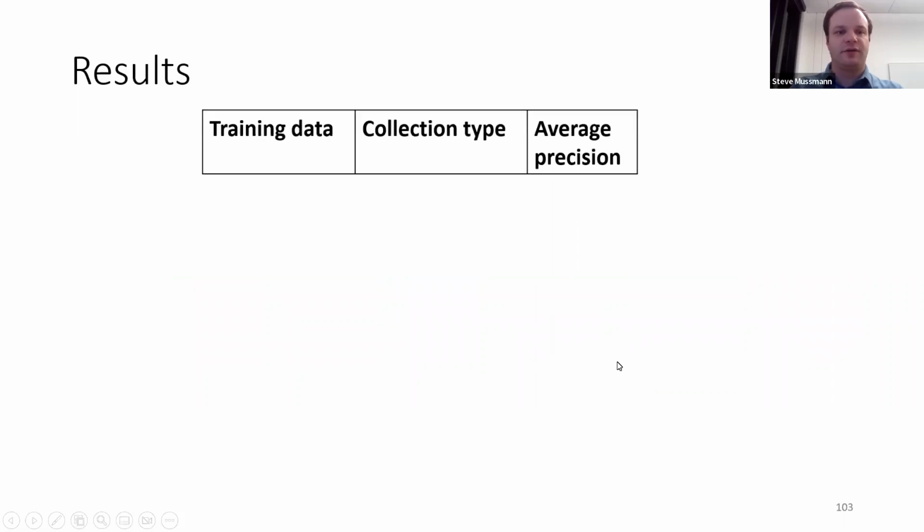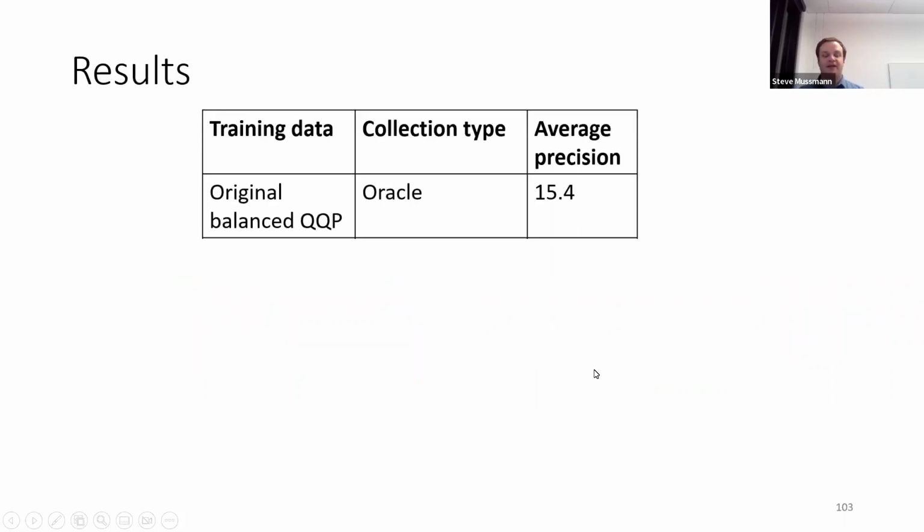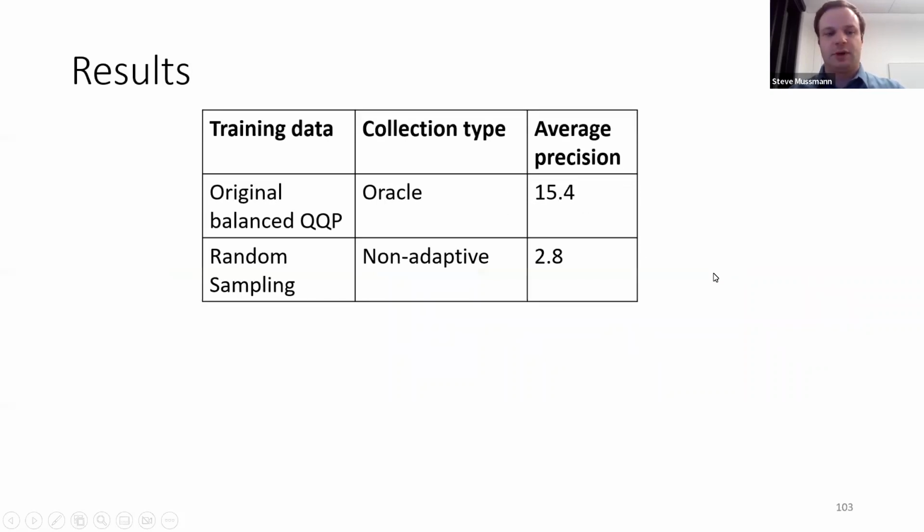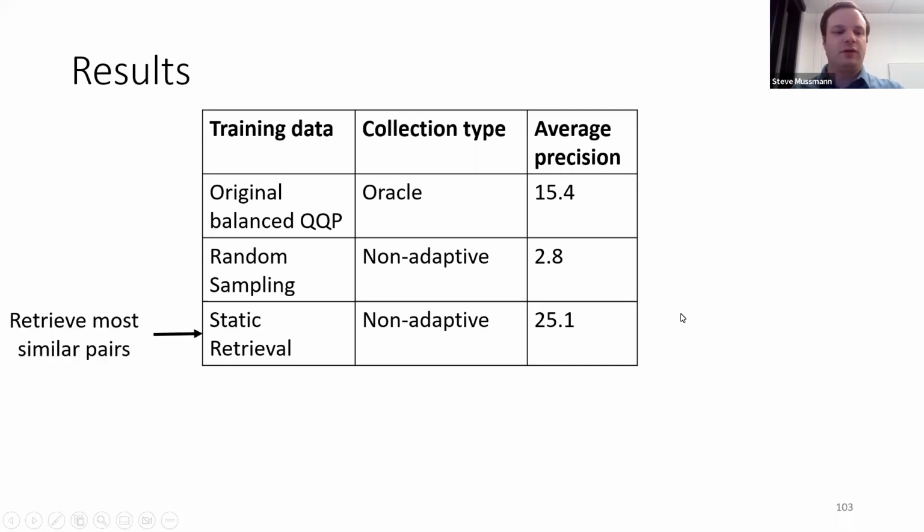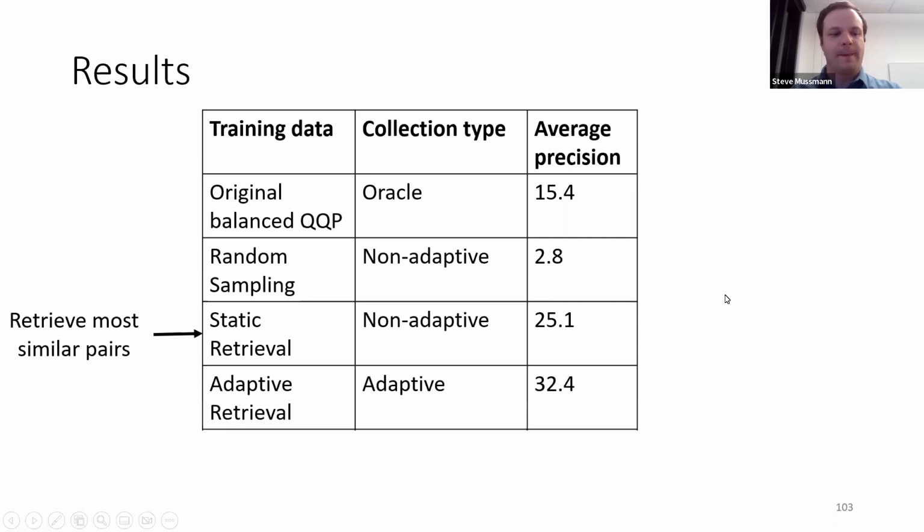And the results are as follows. So if we just use the original balanced QQP data set, which is a little unrealistic because we get all the paraphrases for free, the average precision is about 15.4. Random sampling, where the vast majority of randomly sampled pairs will be unrelated or non-paraphrases, gets average precision of 2.8, much worse. Static retrieval, which retrieves the most similar pairs according to BERT in the first iteration, gets higher average precision of 25.1.